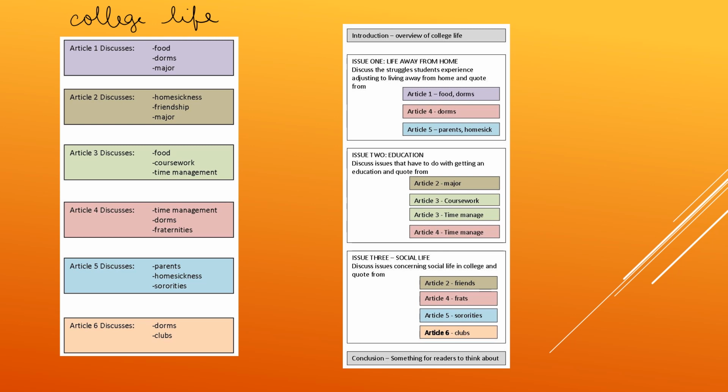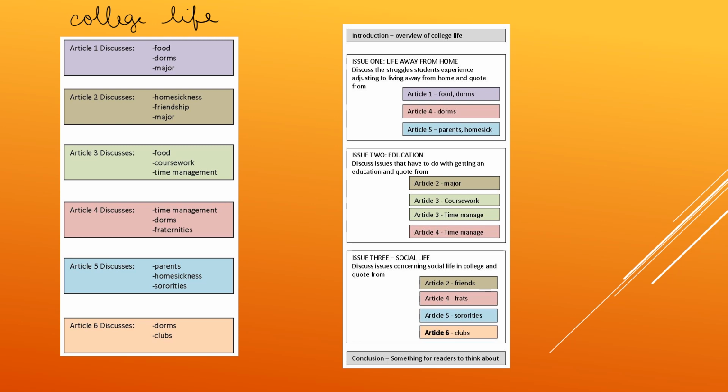Then you find another article and it talks about food and coursework and time management. Then article 4, time management, dorms and fraternities. Article 5 talks about parents, homesickness, and sororities. And then article 6 talks about dorms and clubs. So you have these 6 articles, and your job as a researcher is to determine what these articles have to do with one another and come up with major areas of interest in all of them and come up with some issues you want to talk about.